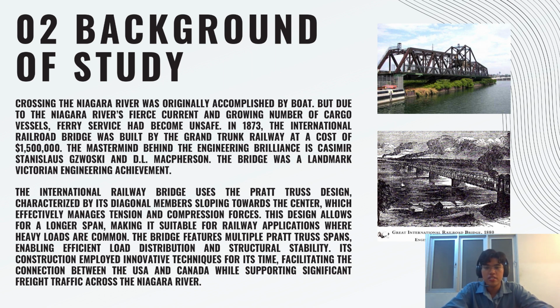In 1873, the Grand Trunk Railway built the International Railway Bridge for 1.5 million to address the unsafe conditions of crossing the Niagara River by boat due to strong currents and heavy cargo traffic. Designed by engineers Casimir Stanislaus Gzowski and D.L. McPherson, the bridge was a remarkable Victorian engineering achievement. It used the Pratt truss design, which efficiently handled the heavy loads of railway traffic. This innovation not only connected the USA and Canada, but also played a vital role in supporting significant freight transportation across the Niagara River.